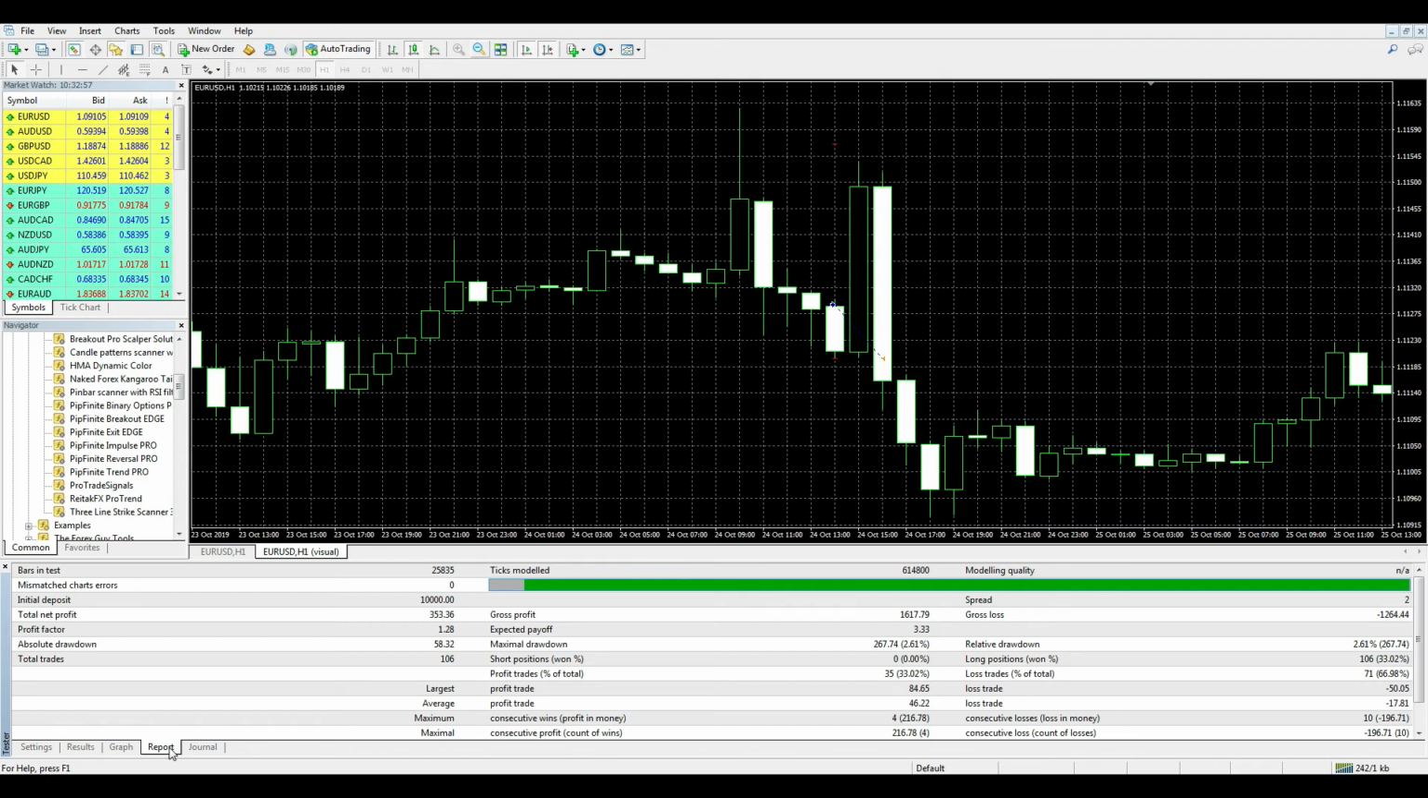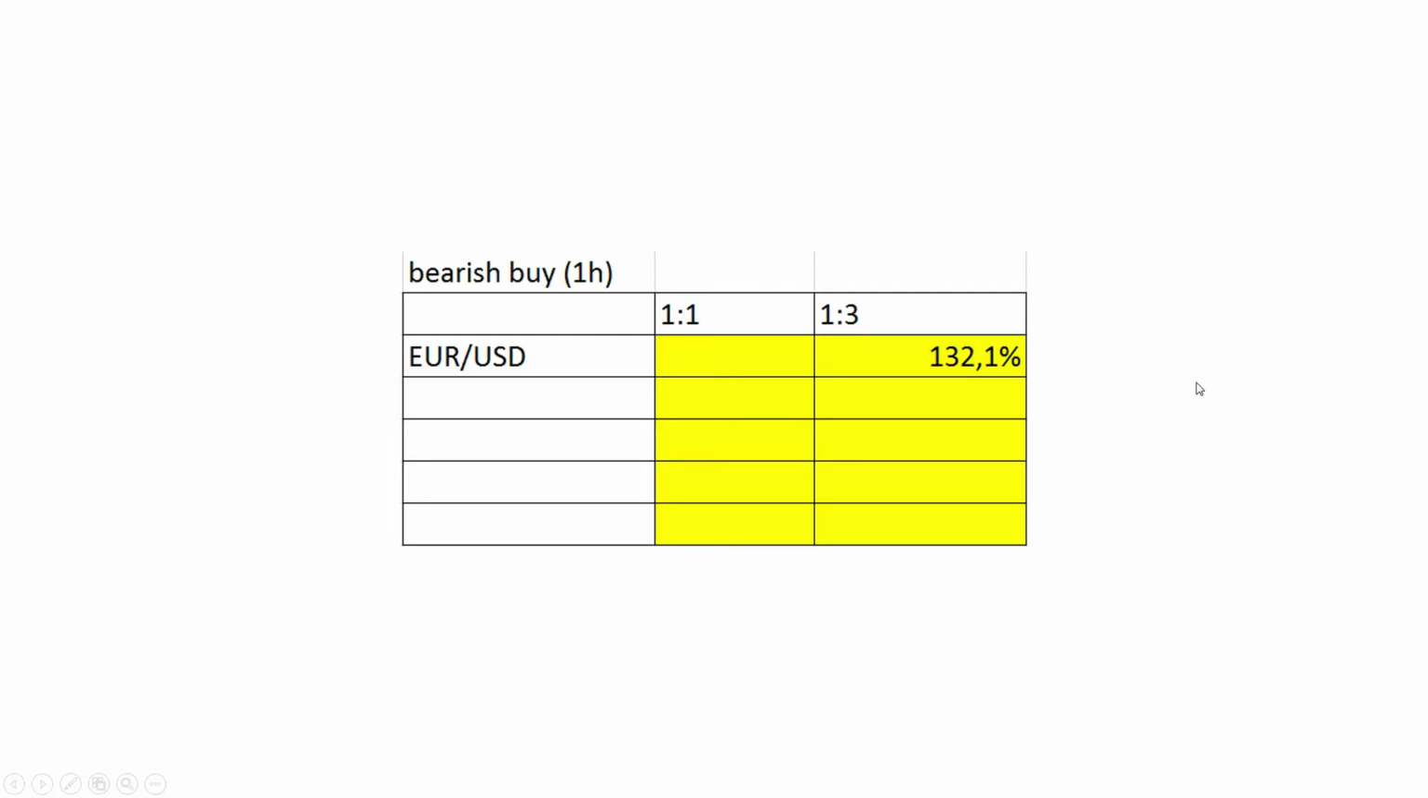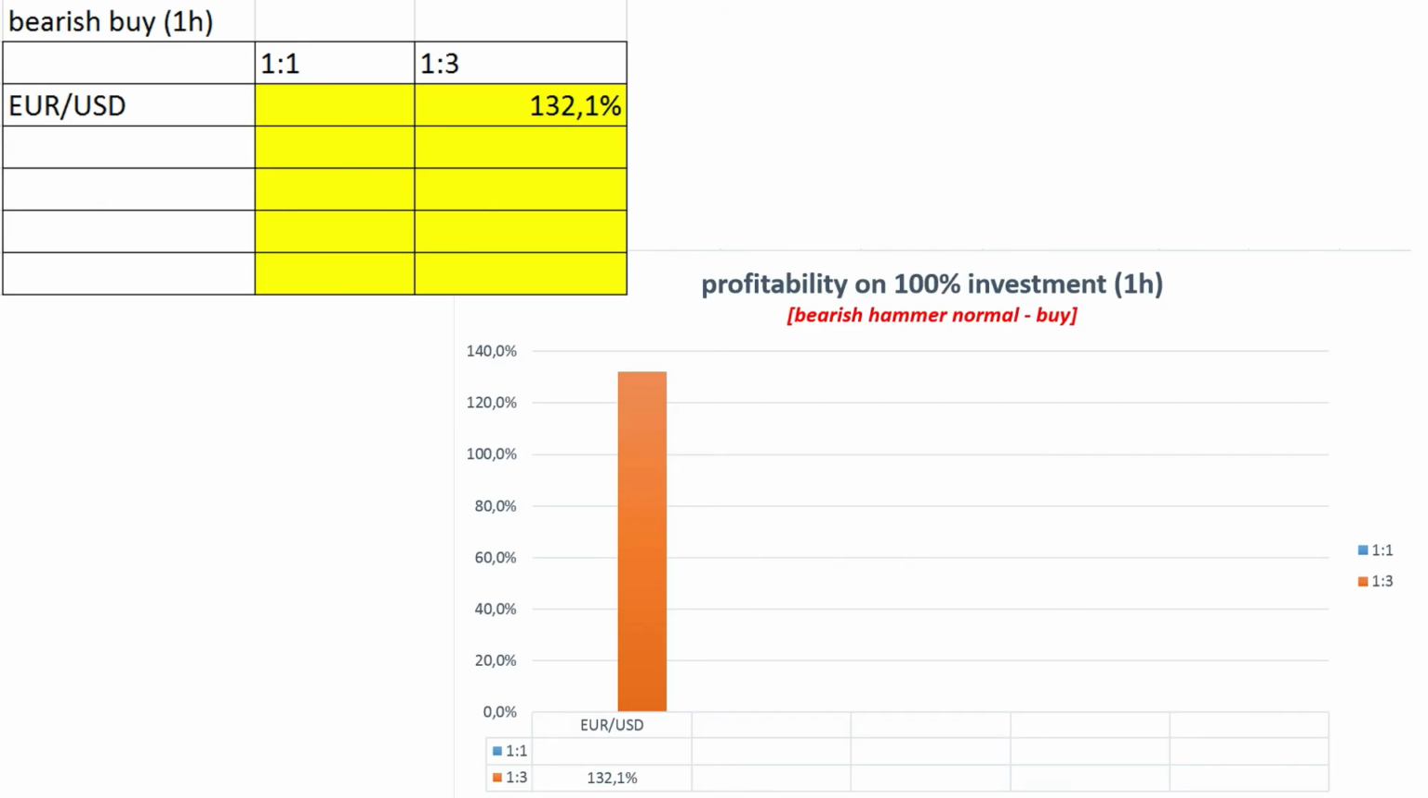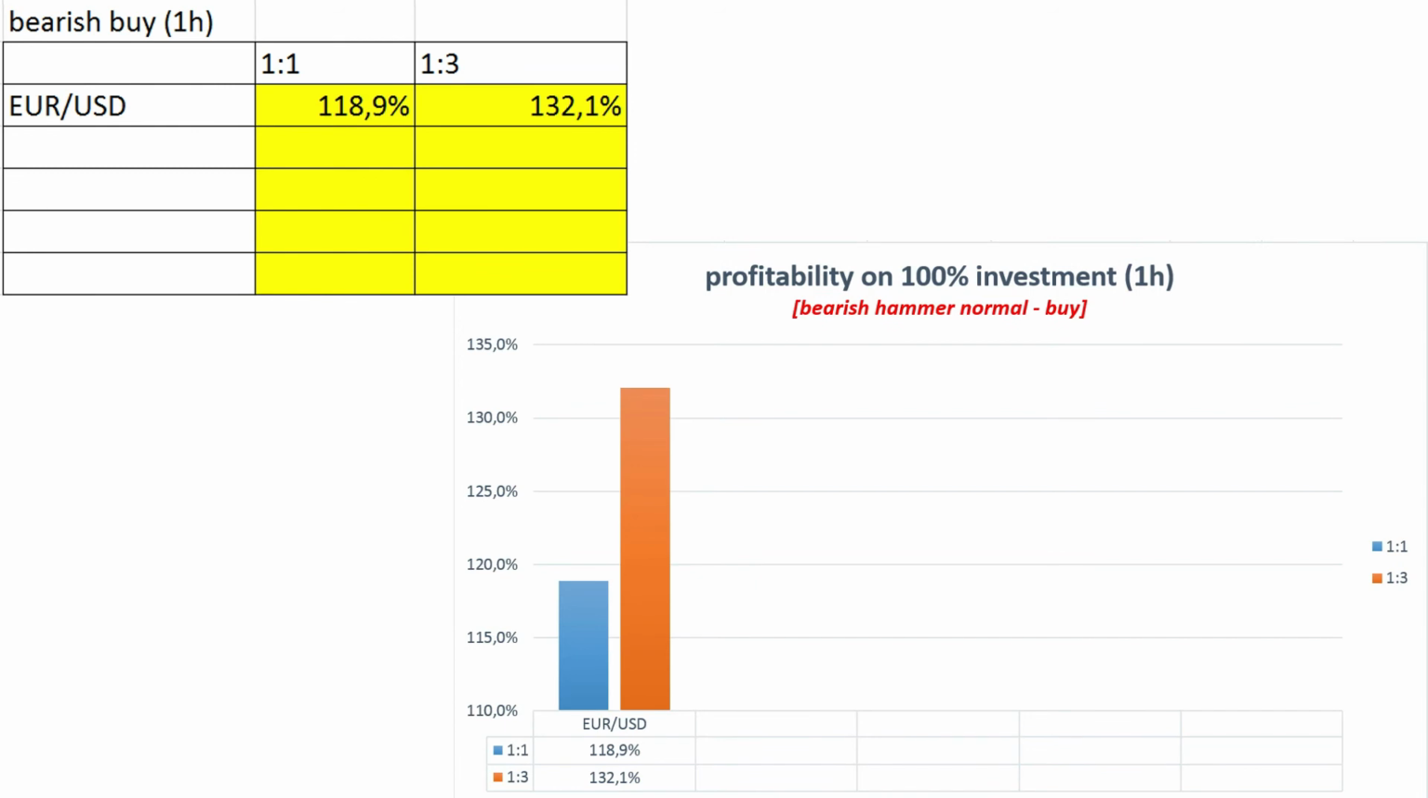Time for results. The first number we want to know is the number of trades, and there are 106 trades. Next is the number of win trades, which stands at 35 wins, and that means 33% of total trades. So if I put this into a table, it looks like this. And to add a chart, you can see there is also a column for 1-1 risk-reward ratio, so let's look at what results I got there. It is around 10 percentage points lower than 1 to 3.